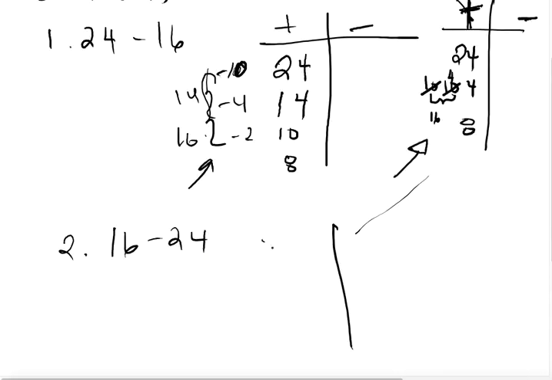So again, do my little chart. I put my positive and my negative. I write down 16 in the positives because it's a positive value of 16. There's no negative in front of it. And I'm taking away, so I'm removing 24.